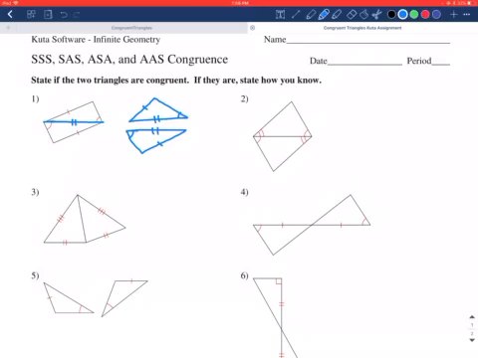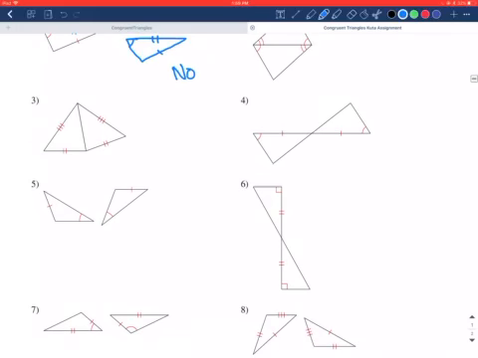So when we have two sides like this, that angle has to be included, right? If that angle is not in between them, then we cannot say that these triangles are congruent. So no, we can't prove with the information that we know that these triangles are congruent.